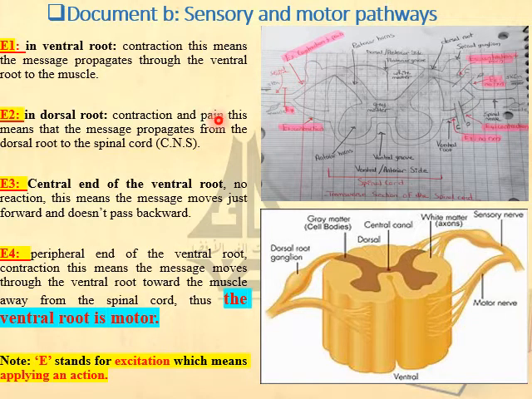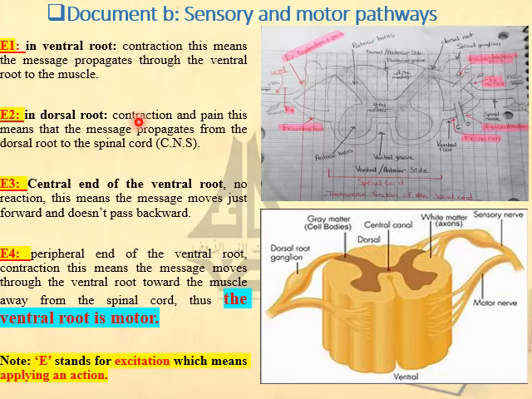Of course, yes. We can say that once the message is received by our sensory organs, it will be taken by the dorsal root in order to be taken to the spinal cord or the central nervous system, which might be either the spinal cord or the brain, and then it will be taken through the ventral root to reach the muscle in order to make contraction. So the direct relation between the sensory organs and the spinal cord is which root? The dorsal root.